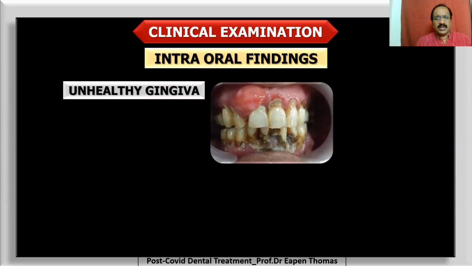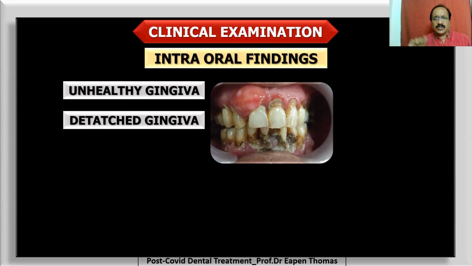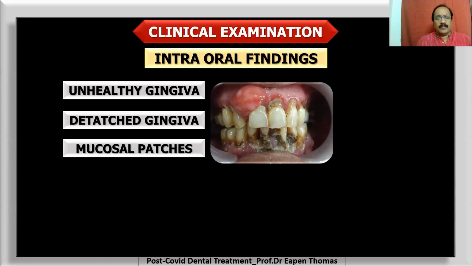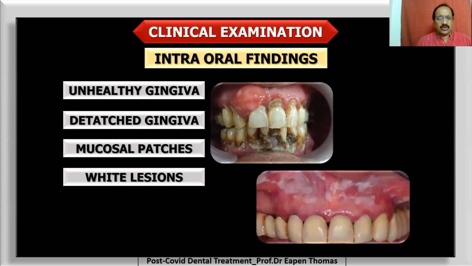The gingiva appears very unhealthy. Sometimes when you just probe, the gingival tissues might discharge, and there won't be any sign of healthy gingiva at all. You might be able to find multiple mucosal patches on the tongue, on the buccal mucosa, on the palate, on the gingival tissues. All these are signs that you should look for. Multiple white lesions may or may not appear. Sometimes it can be white oral thrush or candidiasis, or it could be other ulcerations as part of these fungal infections.